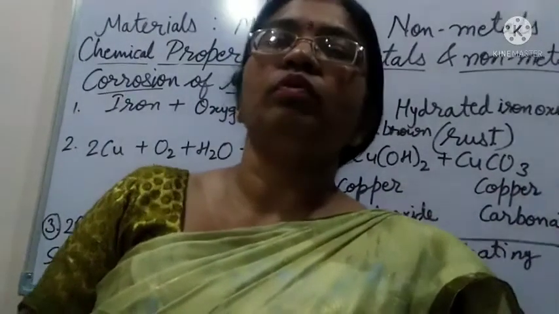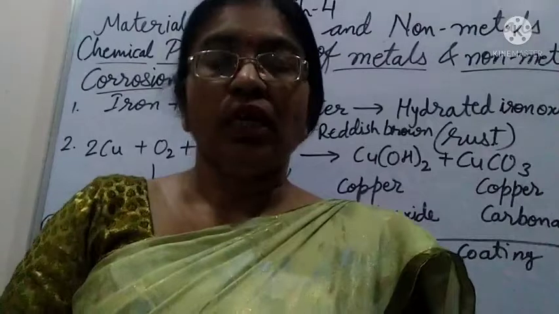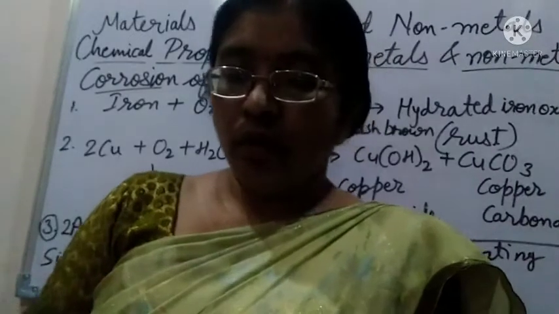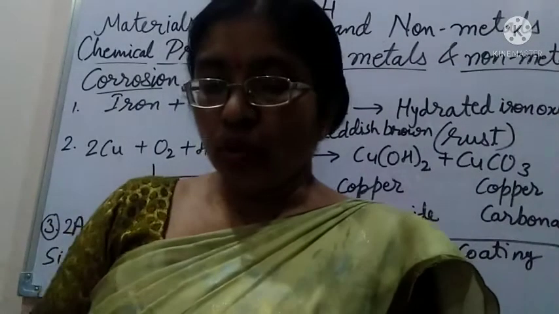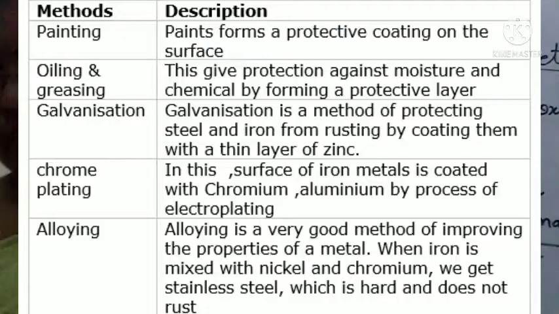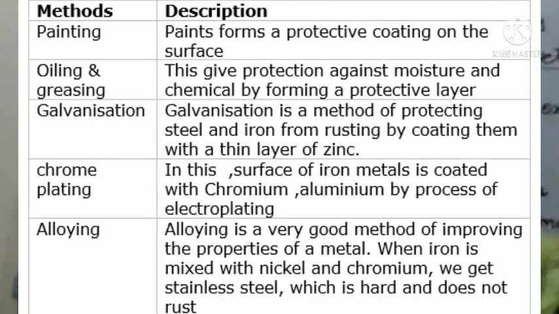उससे बचने के लिए हम अलग अलग उपाय करते हैं, so that we can prevent corrosion. Now what are the measures by which we can prevent corrosion? First of all, by oiling, greasing और painting. इन सब से हम रस्टिंग से आयरन ऑब्जेक्ट्स को बचा सकते हैं. फिर आयरन ऑब्जेक्ट्स को बचाने का एक दूसरा तरीका हम देखते हैं, it is galvanization.